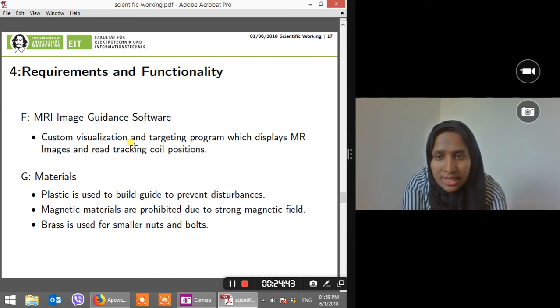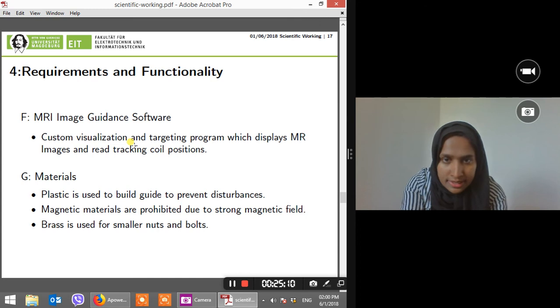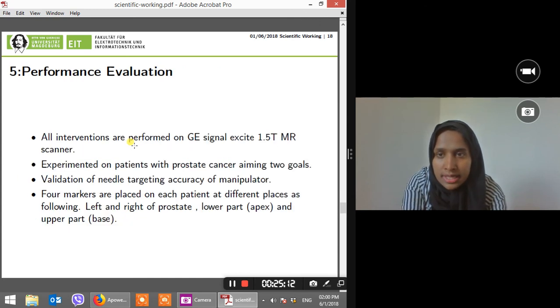For example, plastic is used to build the guide to prevent disturbances, but the needle is of nitinol material. Magnetic materials are strongly prohibited due to the strong magnetic field. That's what I was explaining in the case of aluminium and brass. The brass is used for smaller nuts and bolts, and the aluminium is minimally used. And the bronze is mostly used in the construction of the assembly.